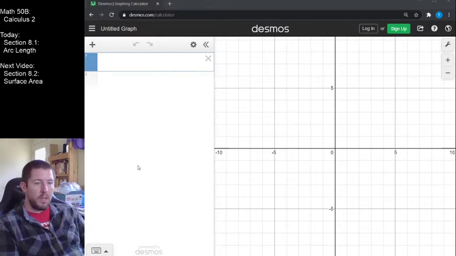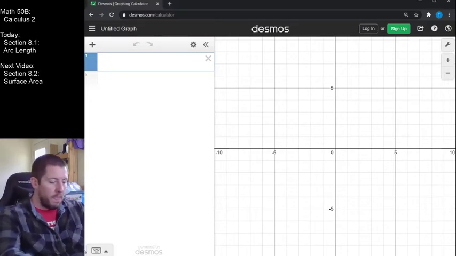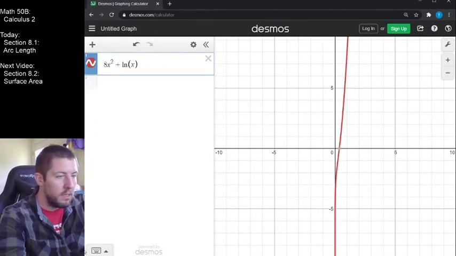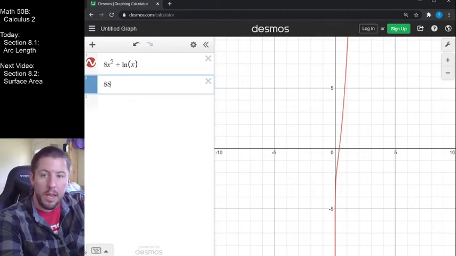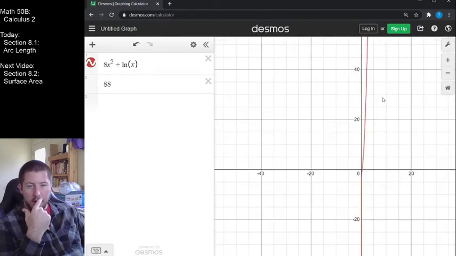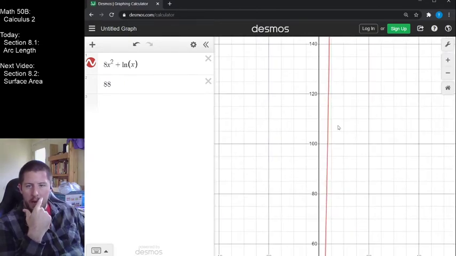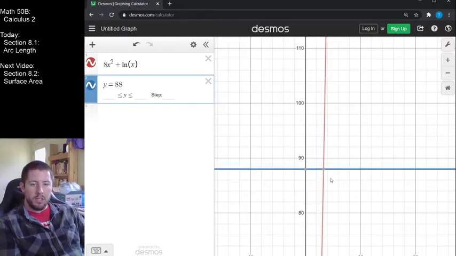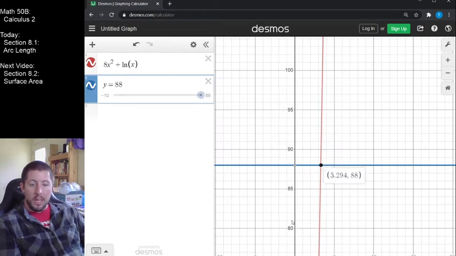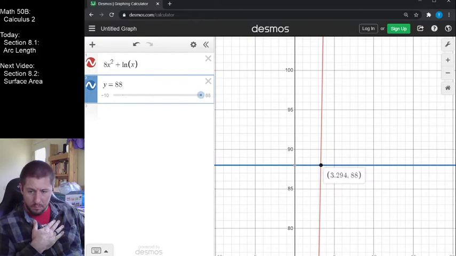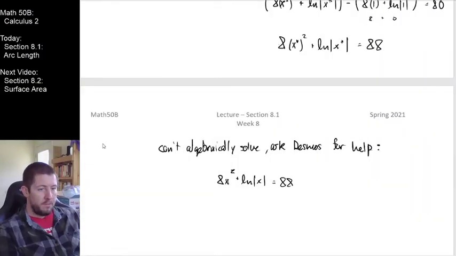Over in Desmos, the two things I want to be checking out are 8x squared plus the natural log of x, and I want to see when that is equal to 88. I know I'm looking at y equals 88, so I better get scrolling up here. Okay, sorry, Desmos. y equals 88. There we go. It looks like this point of intersection should be exactly what we're looking at. So it looks like 3.294 is the x star value of interest to us. So 3.294 from Desmos.